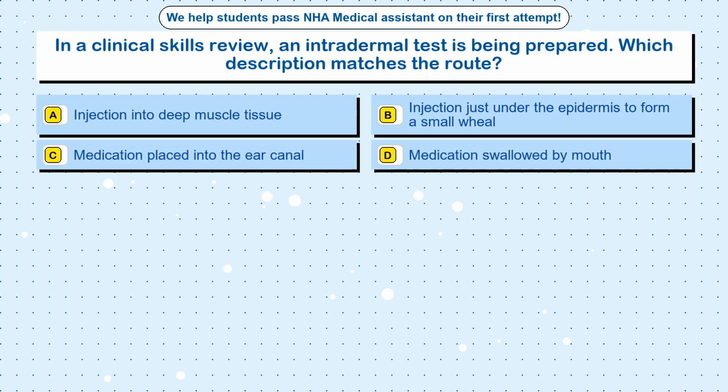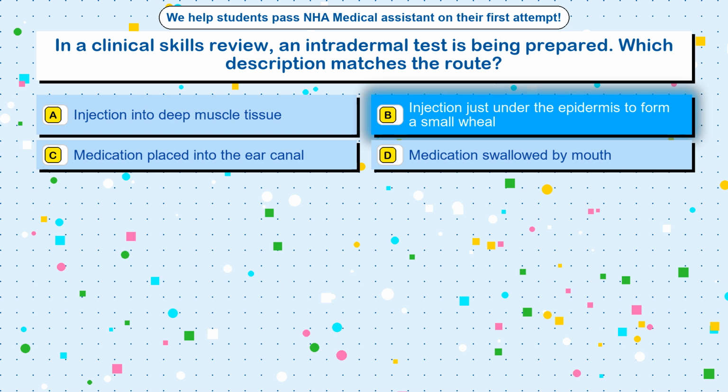Question 83. In a clinical skills review, an intradermal test is being prepared. Which description matches the route? Option A, injection into deep muscle tissue. Option B, injection just under the epidermis to form a small wheal. Option C, medication placed into the ear canal. Option D, medication swallowed by mouth. The correct answer is option B, injection just under the epidermis to form a small wheal.